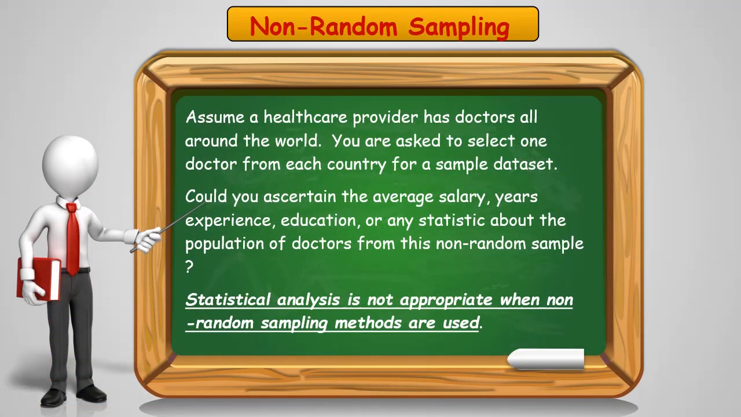Let's use a good example of what a non-random sample might look like. Assume your healthcare provider has doctors all around the world, and you're asked to select one doctor from each country to represent a sample data set. Do you think it would be possible to ascertain the salary, years of experience, etc. of a population of doctors with this non-random sampling? The answer is of course not. This is not appropriate. And let me visually show you why.